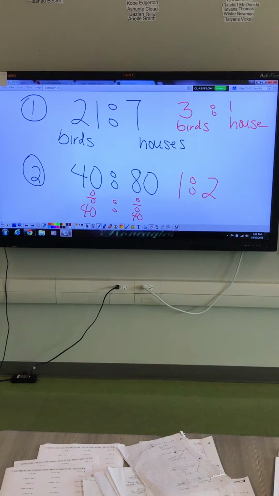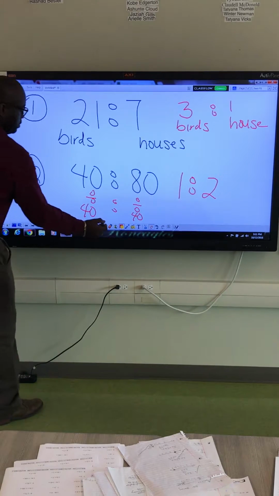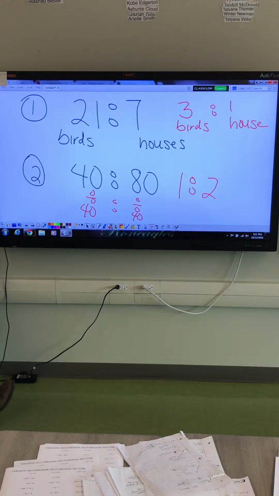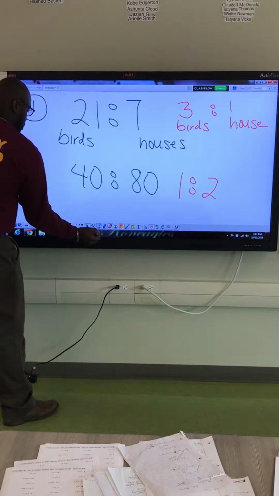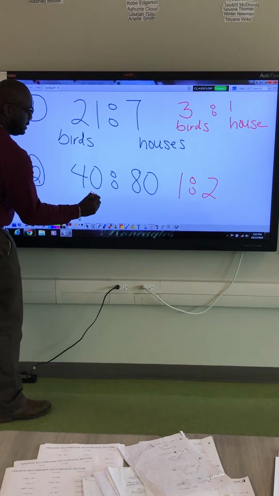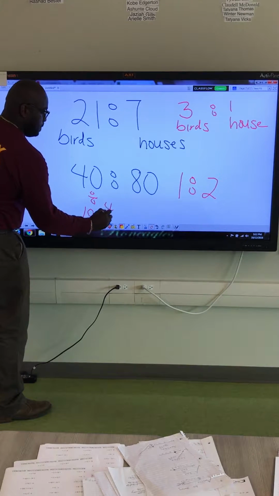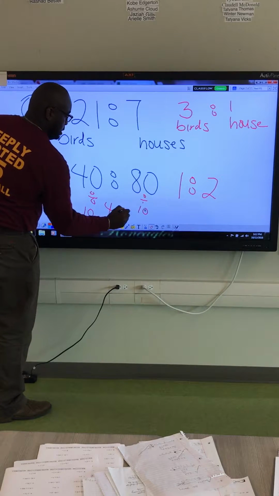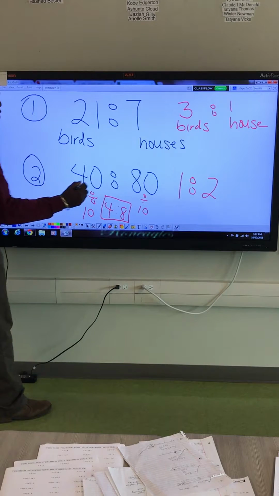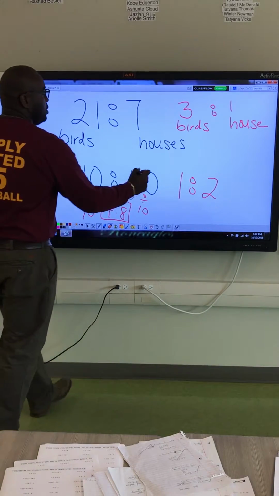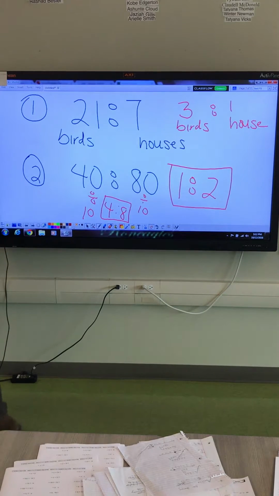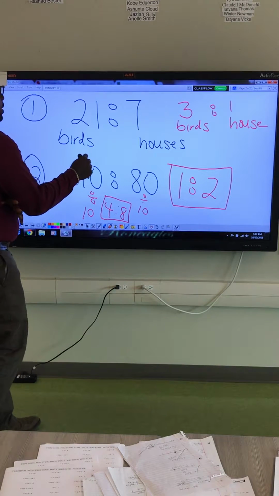Now I'm going to show you something before we move on from here. I'm going to erase these 40s, and we're going to divide by 10, and show you that you get the same answer still. 40 divided by 10 is 4. 80 divided by 10 is 8. We have 4 to 8. But those numbers are still even. So again, we can divide by 4 to its lowest terms, and the answer is still 1 to 2. Don't always feel like you've got to divide by the same thing as your neighbor to get the same answer. You can start off with 2 if they both are even, but it's going to take more steps.